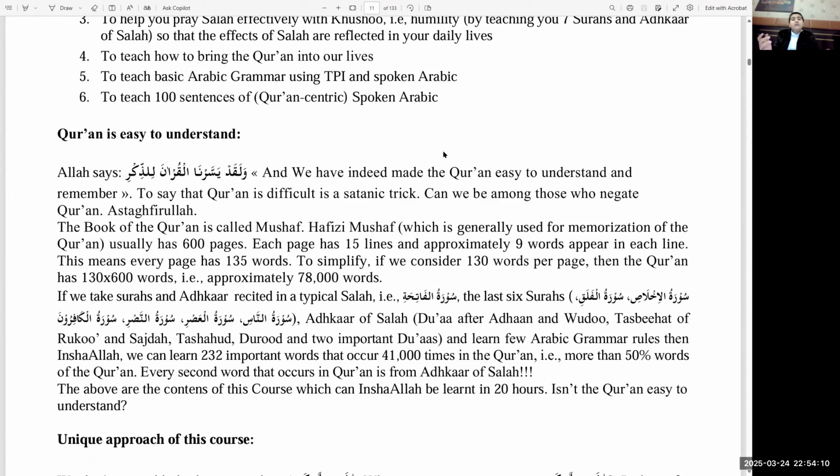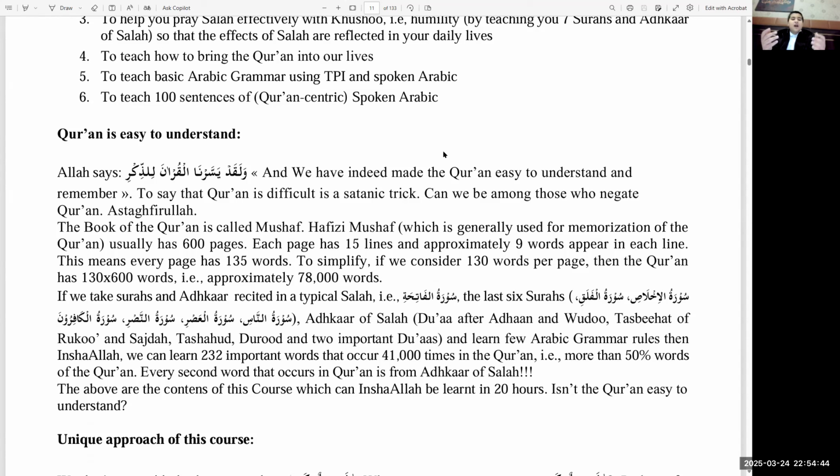The book of the Quran is called Mushaf. Hafizi Mushaf, which is generally used for memorization of the Quran, usually has 600 pages. Each page has 15 lines, and approximately 9 words appear in each line. This means every page has 135 words. To simplify, if we consider 130 words per page, then the Quran has 130 times 600 words, approximately 78,000 words.